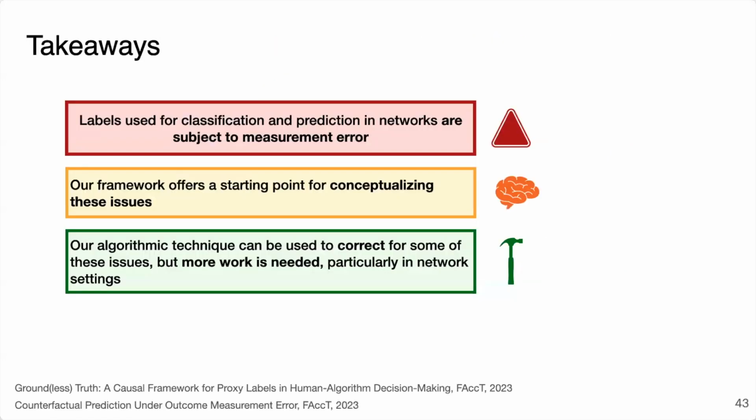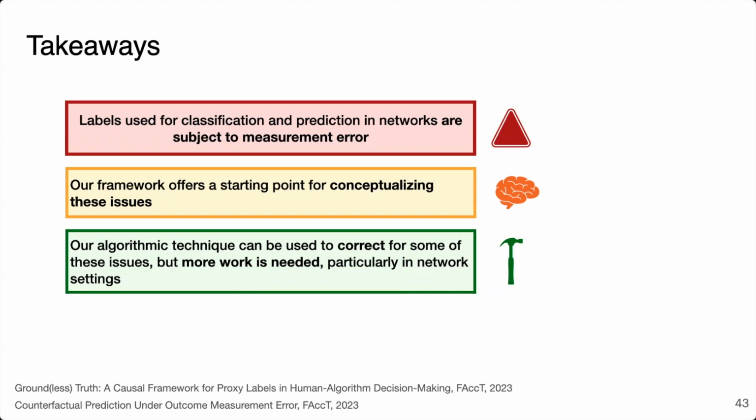A couple of takeaways I'll provide here. First, labels that are used for classification and prediction are often subject to measurement error. If we think about toxicity or misinformation, or things like poverty or crime, these are often imperfectly measured by our social systems. We're not able to observe these things directly, and there's a whole suite of complicated issues that impact them.